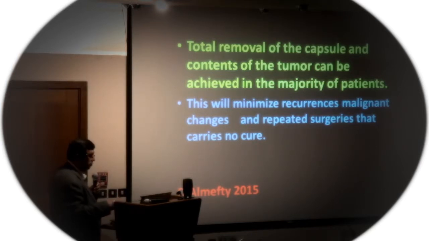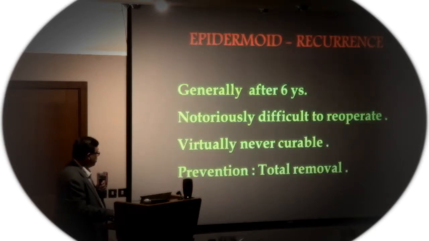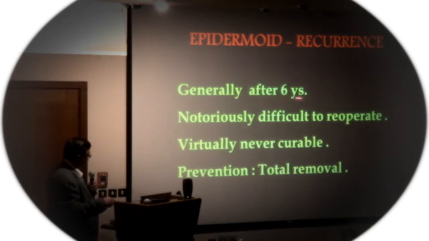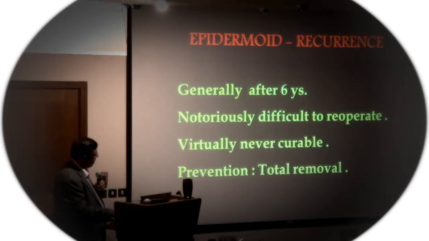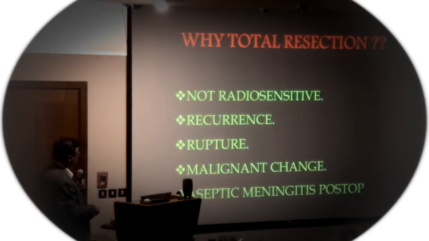Once they recur, there is no cure. They are not radiosensitive, they are not chemosensitive, so the only way is to do surgery. And if the tumor recurred because you did not remove it well, it usually recurs in 6 years' time. Note this: notoriously difficult to reoperate, virtually never curable. So what is the prevention? Total removal. That's why it should be done by the senior neurosurgeon.